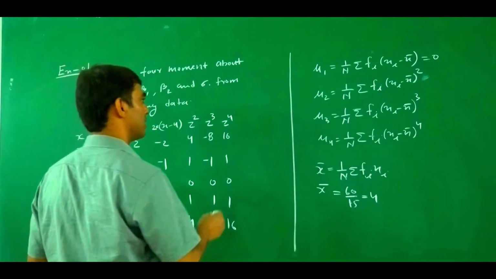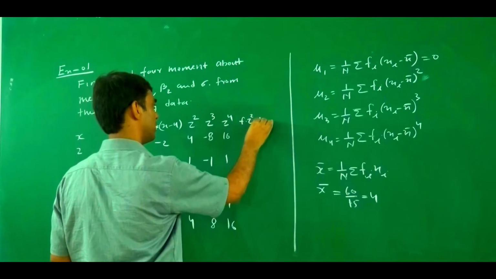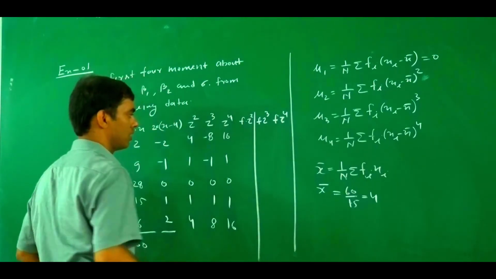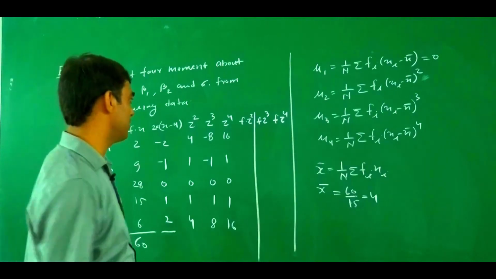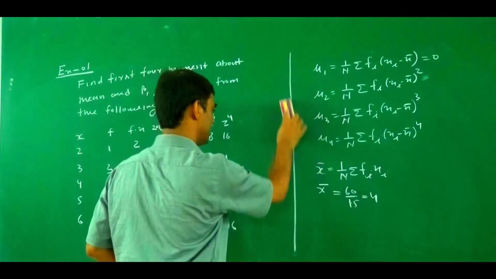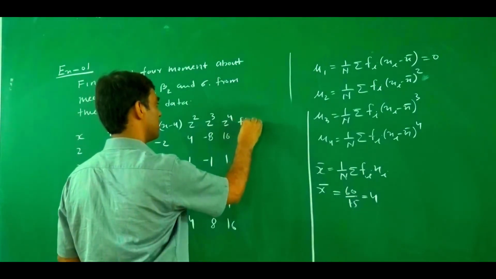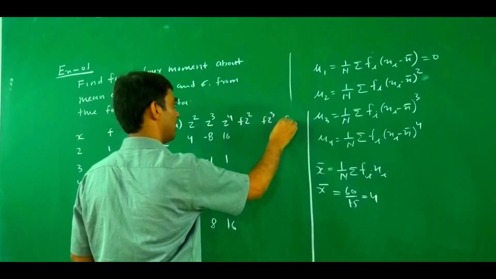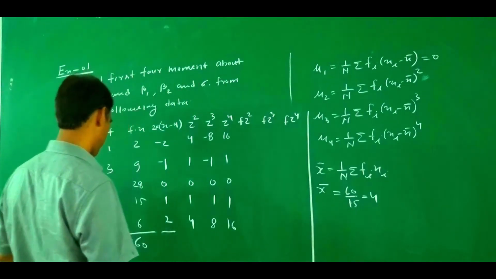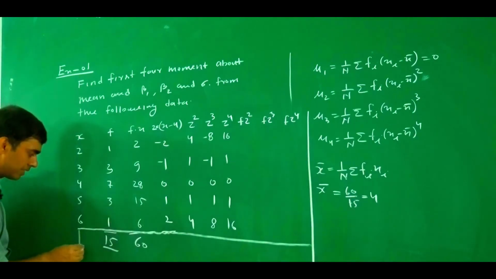Now there is a need to find the values for f into z square, f into z cube, and f into z to power 4. If we make more space here, then these become fz square, fz cube, and fz to power 4. Now we write the summation in this way.